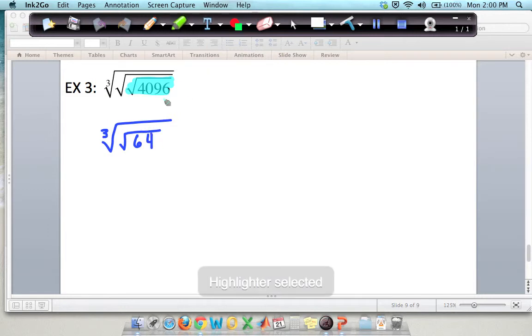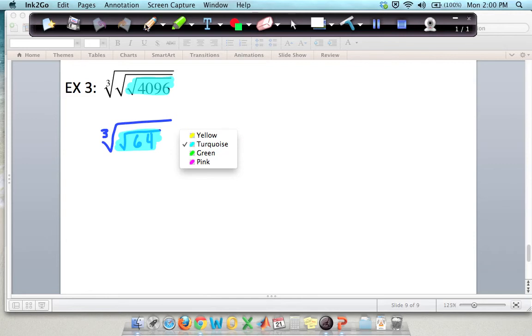And now I'm going to do the same thing again. I'm just going to deal with the inside radical, which is the square root of 64. So I'm going to rewrite the cubed root, and when you take the square root of 64, that's 8. And so then your last step is the cubed root of 8, which is 2. So all that simplified just to be 2.